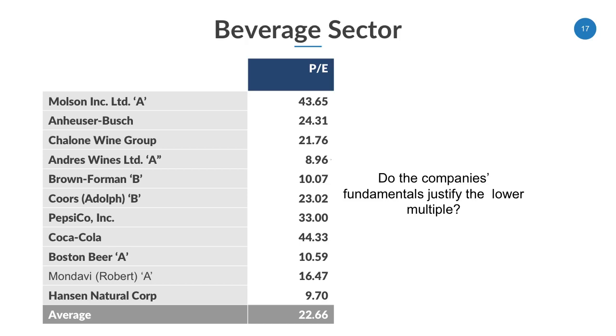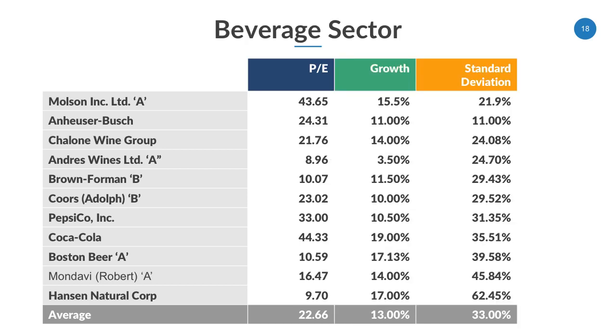Andre Wines and Hansen Natural certainly do look cheap, meaning that they're trading at a PE multiple that is much lower than that of the other companies in the beverage sector. The question is, do the company's fundamentals justify that lower multiple? In other words, are they cheap for a reason? To answer that question, I've added two of the fundamental drivers of the PE ratio. Those are earnings growth and risk as captured by standard deviation.